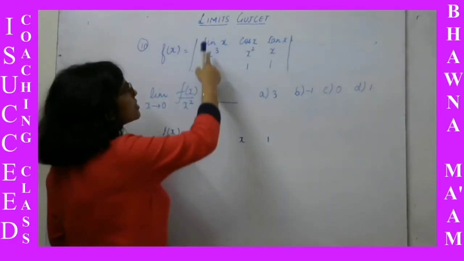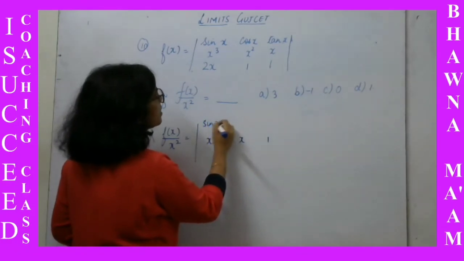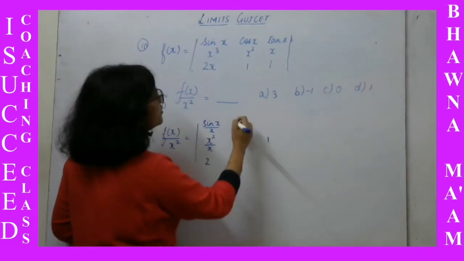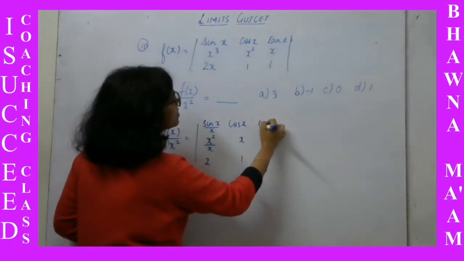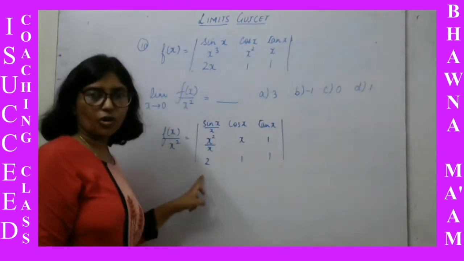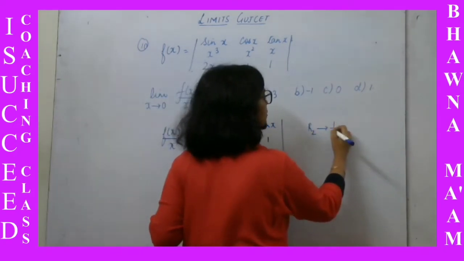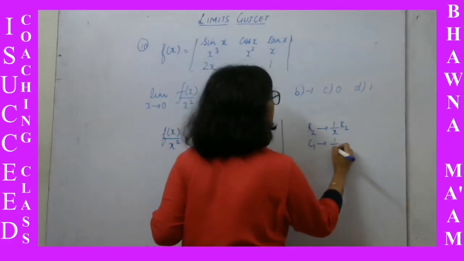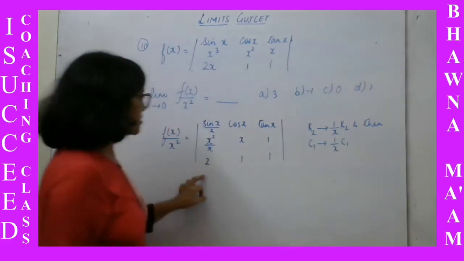And we also see that this is sin x upon x, we can get that. Now I am dividing the first column by x. First we divided the second row by x, and then we divided the first column by x. So this is finally what we get.